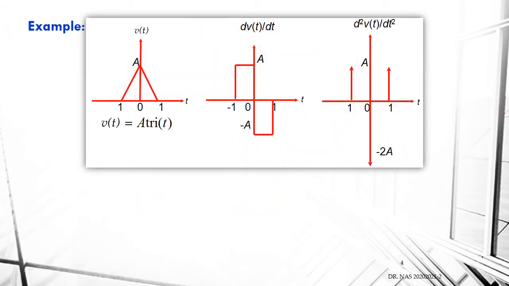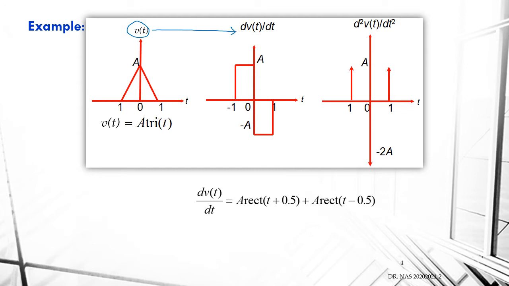Okay, second example. Find the Fourier transform of v(t) if given the first order differentiation and second order differentiation as the figure shown. So to start with, you need to identify the equation of the first order differentiation and the second order differentiation. So for the first order differentiation, how do you get this from v(t)?